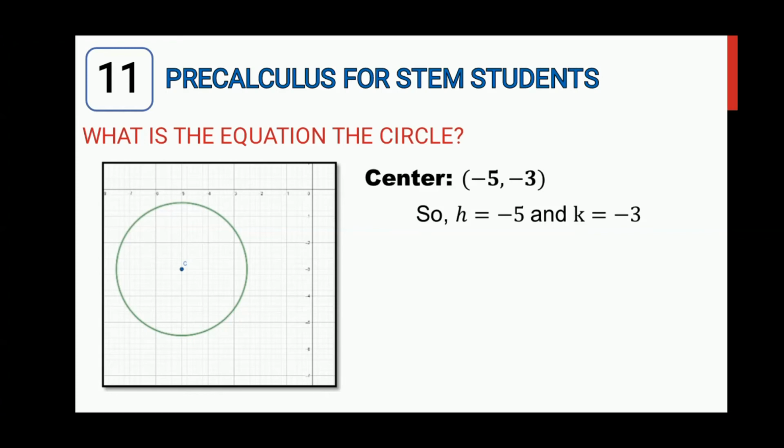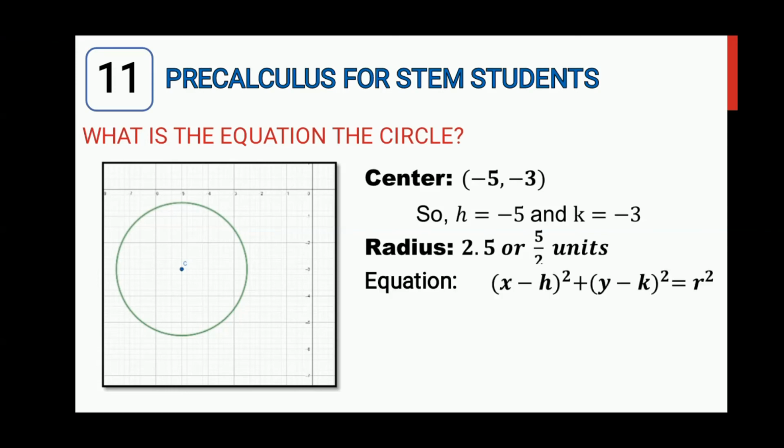Now for the radius, as we have seen on the graph, any point on the circle is 2 1/2 units away from the center. Therefore, our radius is 2.5 or 5 over 2 units. Now we can have our equation, which should be in what form? Yes, this form. And then we can substitute. So, (x minus negative 5) squared plus (y minus negative 3) squared is equal to (5 over 2) squared.